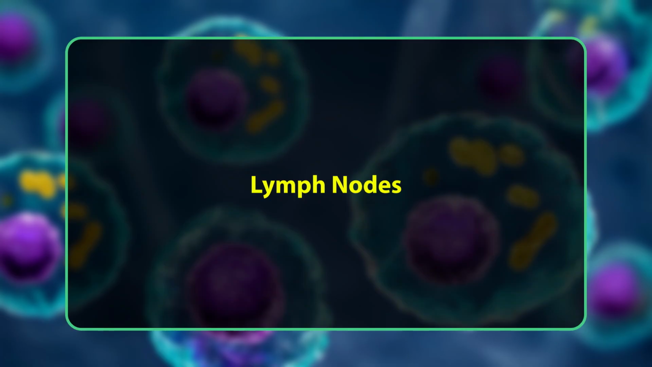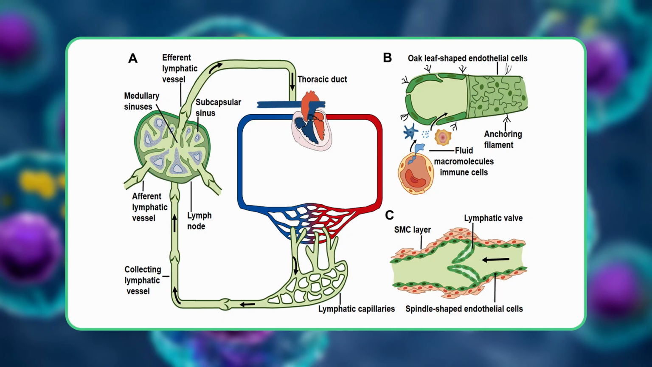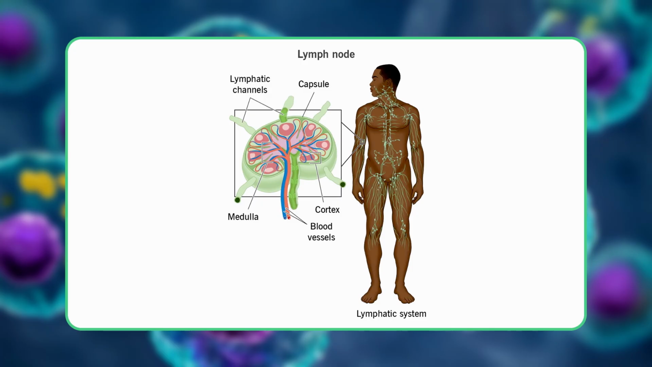Now, lymph nodes. Lymph nodes are small bean-shaped organs that filter lymph and contain immune cells. Afferent lymphatic vessels carry lymph into the node, while efferent vessels carry it away. The lymph node is composed of a medulla and a cortex, which is surrounded by a capsule of connective tissue.